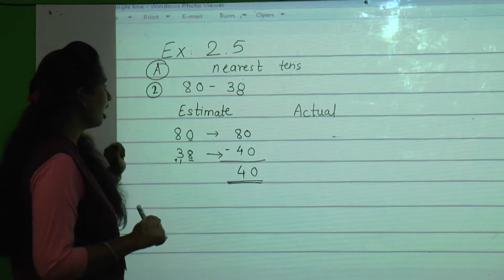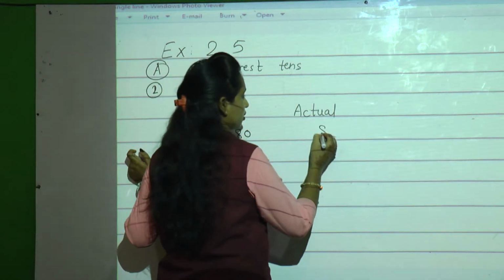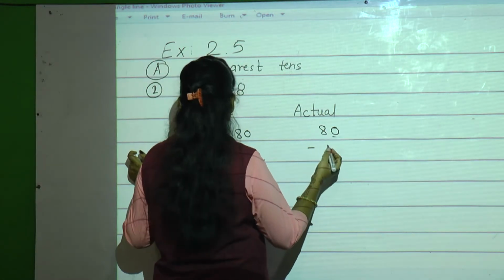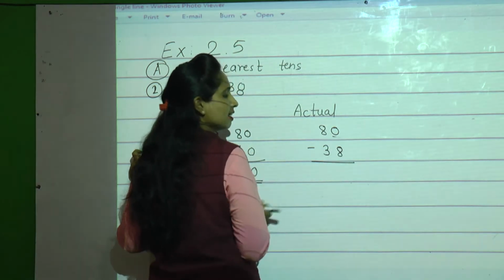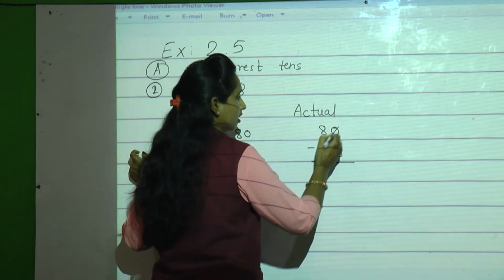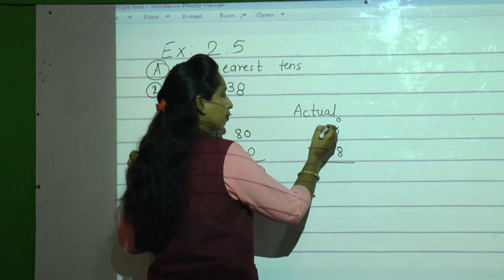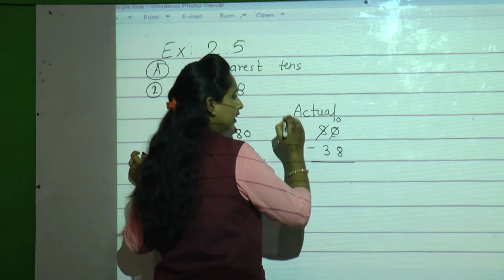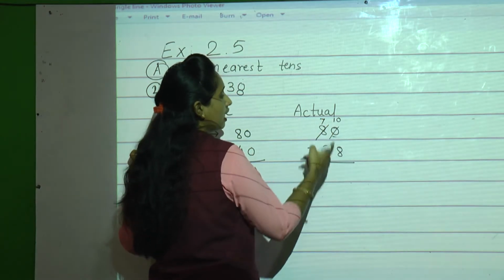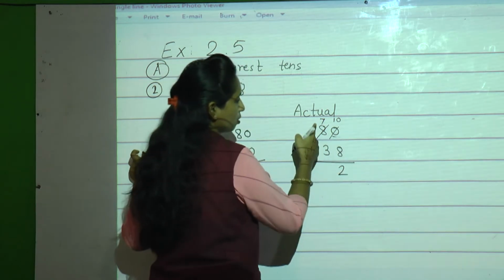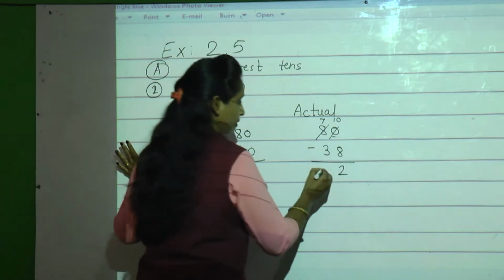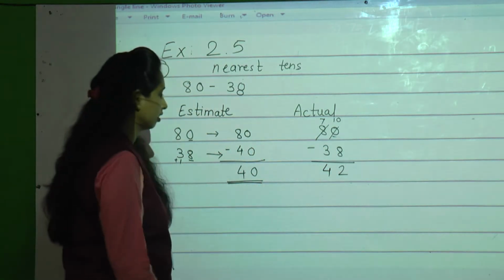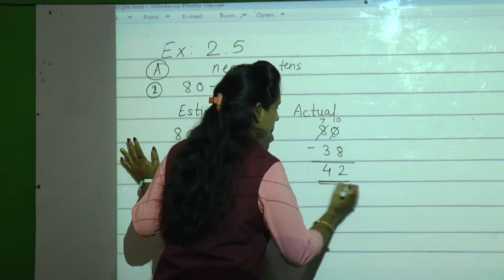Now we will see the actual subtraction. 80 minus 38. Now see, 0 minus 8 we cannot do. So cut the 0, write it as it is. Take borrow from the neighbor. The neighbor has 8, he will give 1, and 7 will remain. 10 minus 8 is 2, 7 minus 3 is 4. So this is the actual difference.